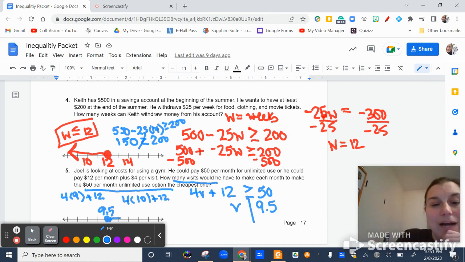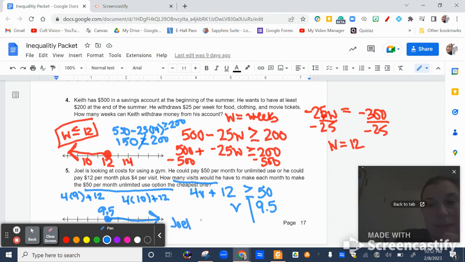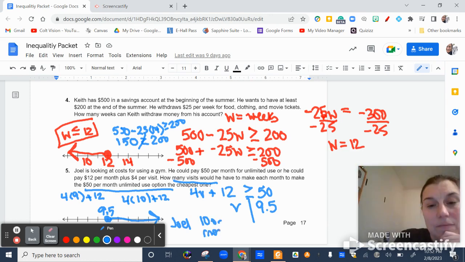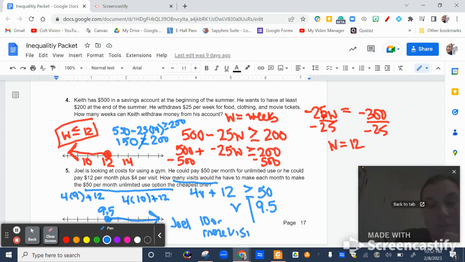So that means we want to graph to the right. So as long as Joel has 10 or more visits, then the unlimited plan is cheaper.